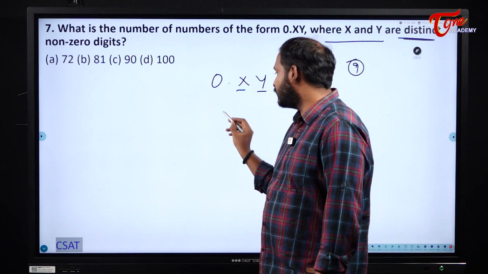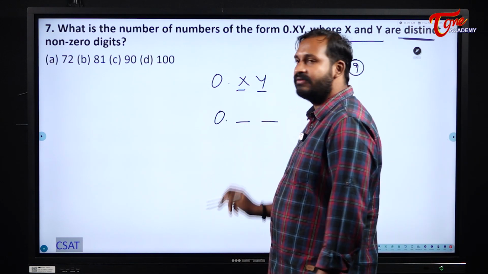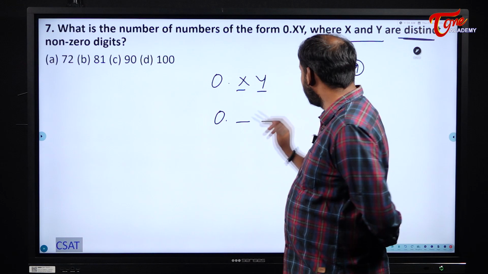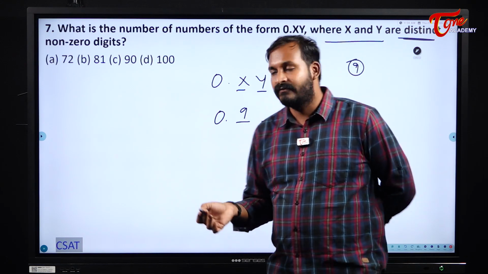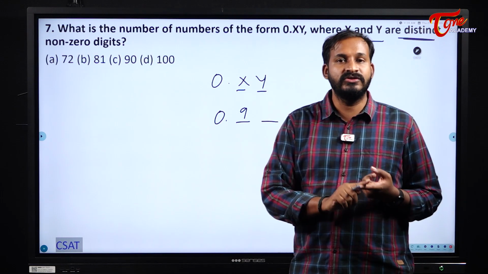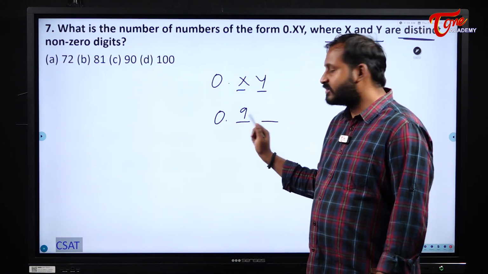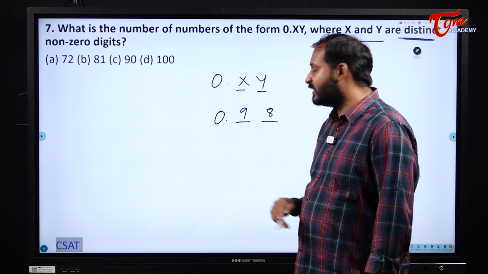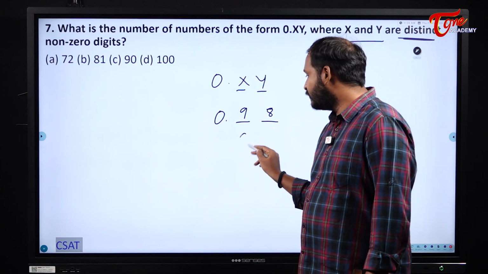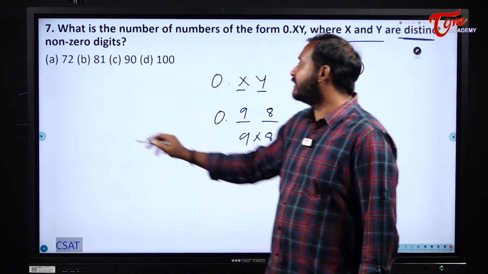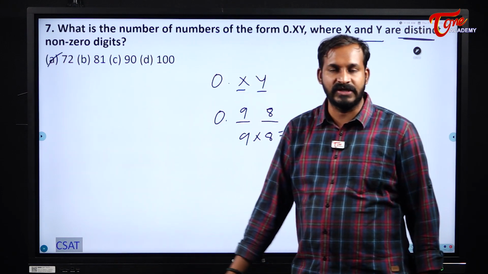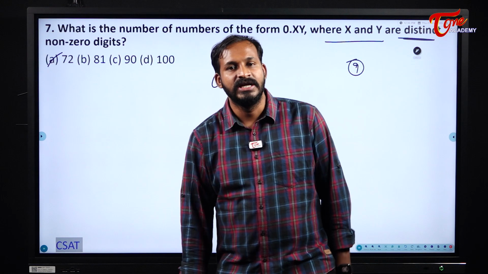So what can I get here? 0 point. How many chances will I have for x? Out of 9, all 9 are available. How many chances will I have for y? Because distinct means I cannot use it once again, out of 9, 1 is occupied. So how many are left? 8 chances. So 9 into 8 is 72. We will have 72 different types of numbers.